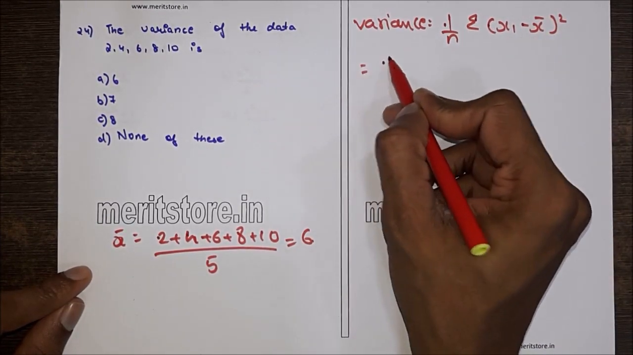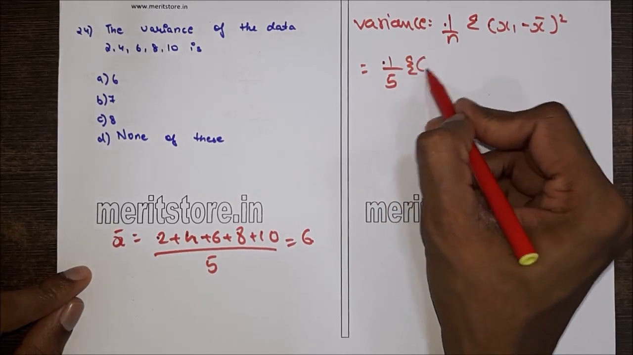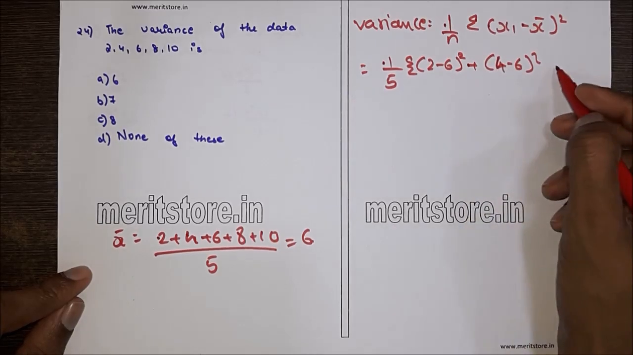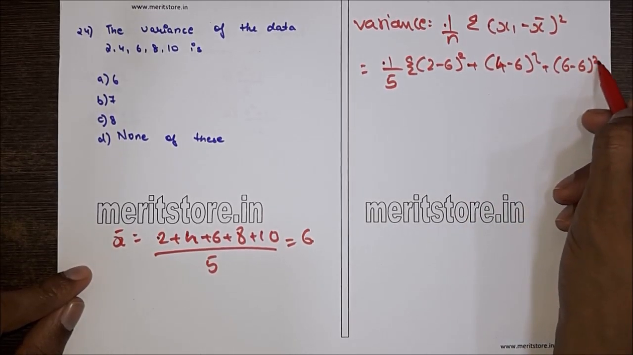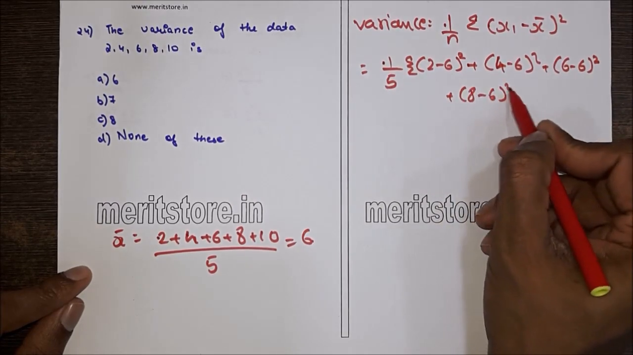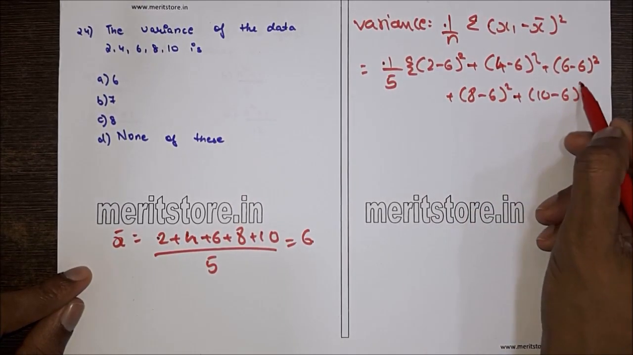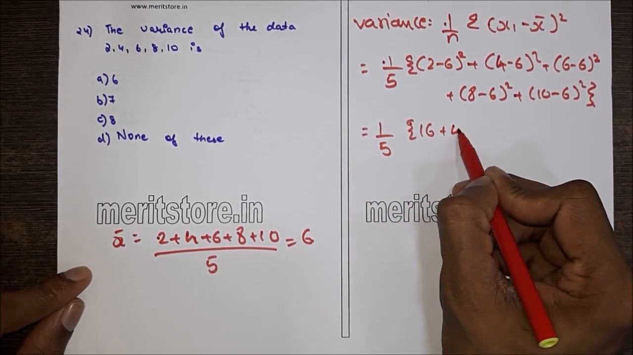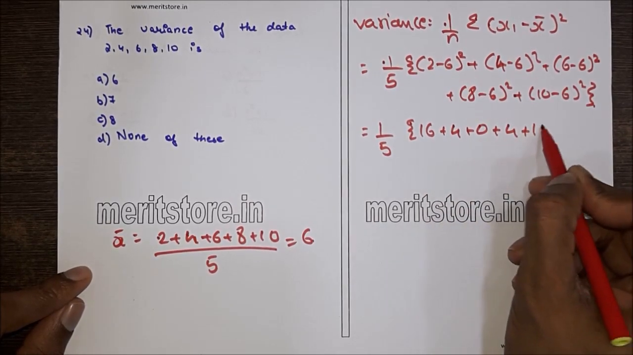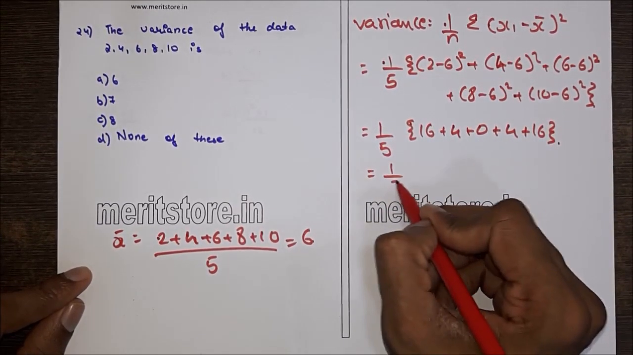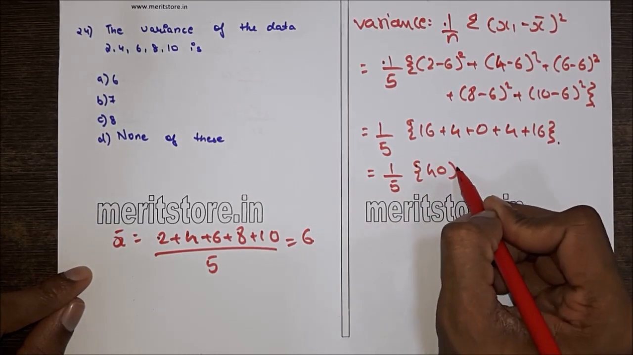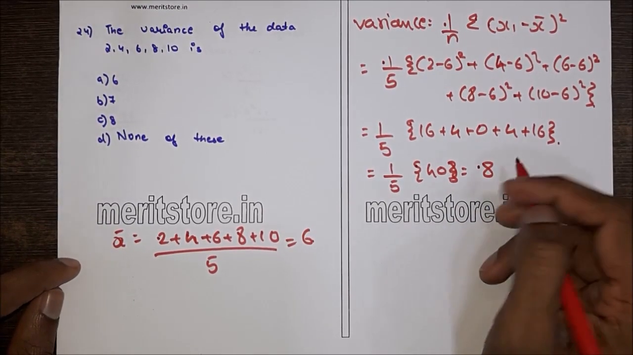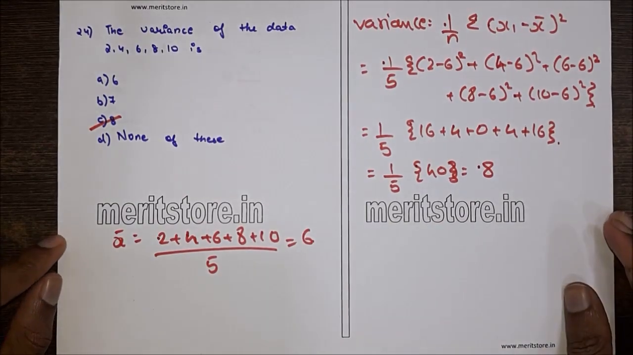For solving this, we get n as 5, (2 minus 6) the whole square plus (4 minus 6) the whole square plus (6 minus 6) the whole square plus (8 minus 6) the whole square plus (10 minus 6) the whole square. We get 1 by 5, 16 plus 4 plus 0 plus 4 plus 16. For solving this, we get 1 by 5 summation of 40 equal to 8, which matches option C. Therefore, option C is the correct answer.